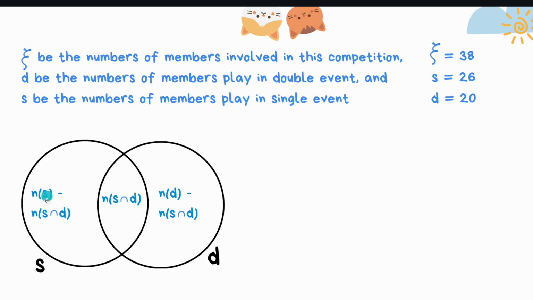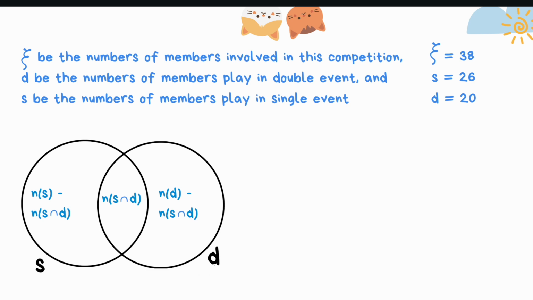The number of elements on the left would be the total number of elements in set S minus the number of elements in the intersection of sets S and D. This is because we already wrote and took account of the number of players playing both events in this intersection part over here. So to avoid double counting them, we need to subtract it from this side as well as the right side.